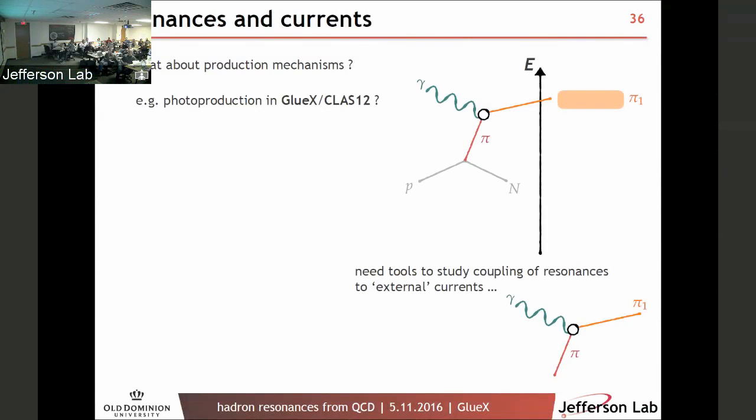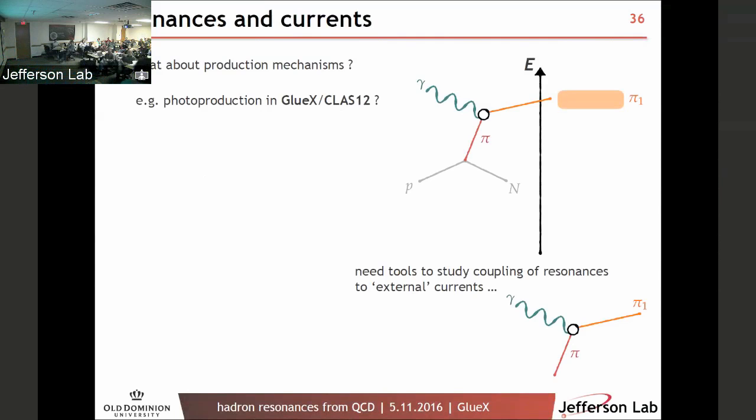Well, what else? This is a GlueX talk. So what's unique about GlueX? Well, it's the photon beam. The photon beam is the novel feature. So part of the idea is you're trying to make this pi 1 in perhaps some process like this, photoproduction of say, charge exchange photoproduction, for example.